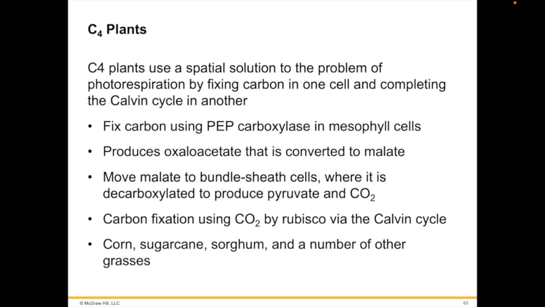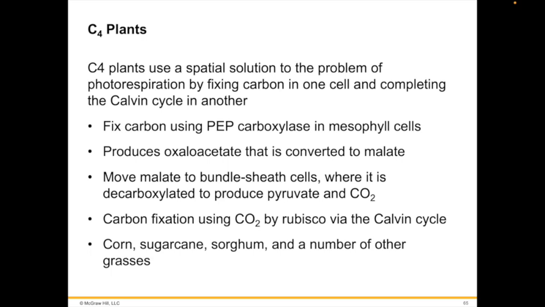A second strategy to decrease photorespiration in hot regions has been adopted by the CAM plants. This includes many succulent or water-storing plants, such as the cacti, pineapples, and some members of about 24 other plant groups. In these plants, stomata open during the night and close during the day. This pattern of stomata opening and closing is the reverse of that in most plants.